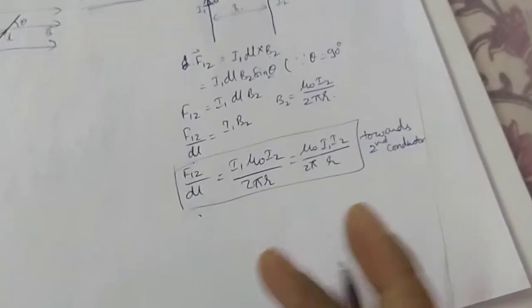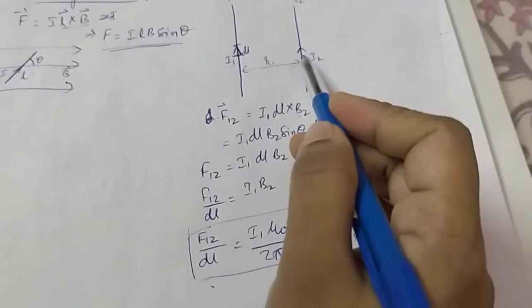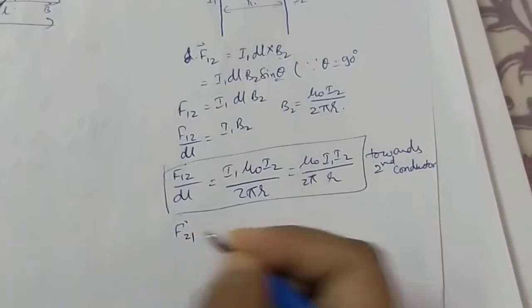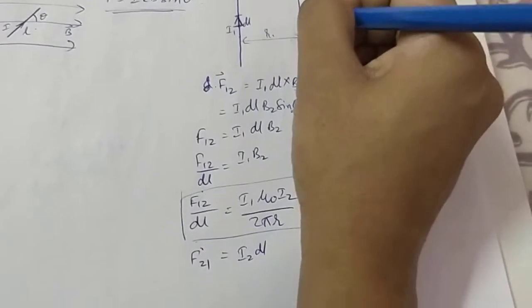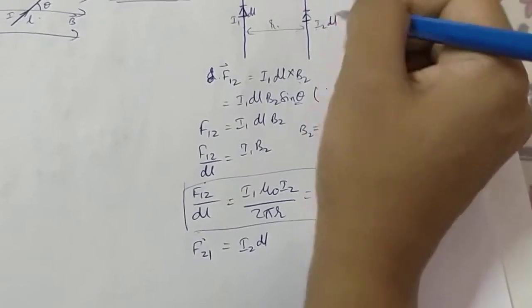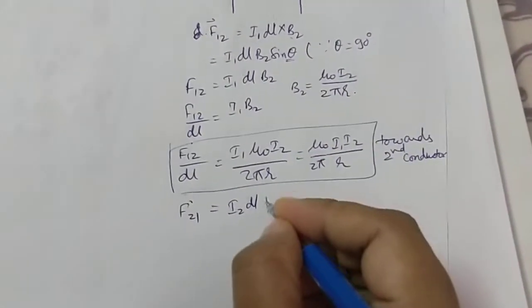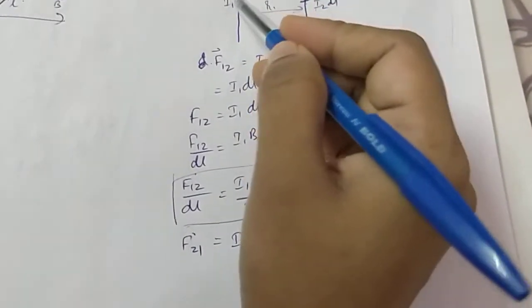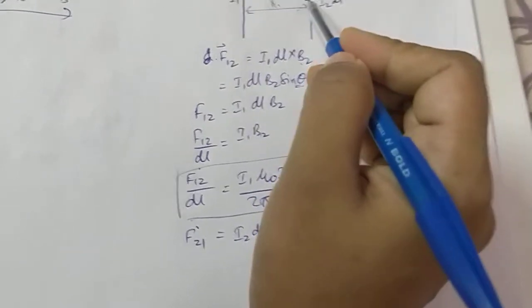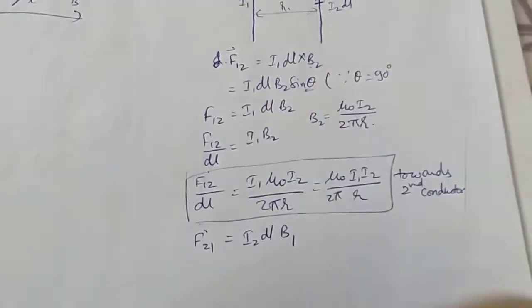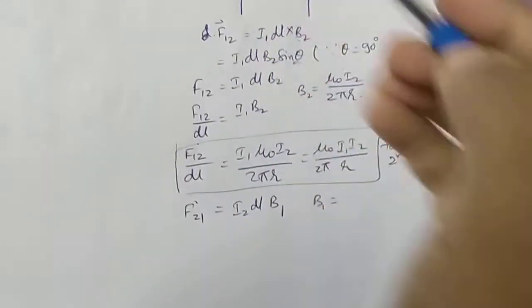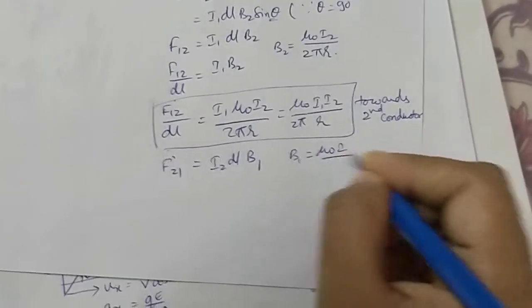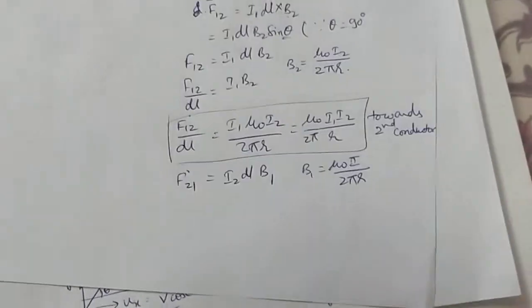Now if I have to find the force on 2 due to 1, F21, this will be I2dl. I'll have to consider a current element here. Suppose this is the current element, so I2dl into B1, the magnetic field at this point because of the current in this wire. So what will be the value of B1? B1 will be the magnetic field due to this, so mu naught I1 upon 2 pi r.